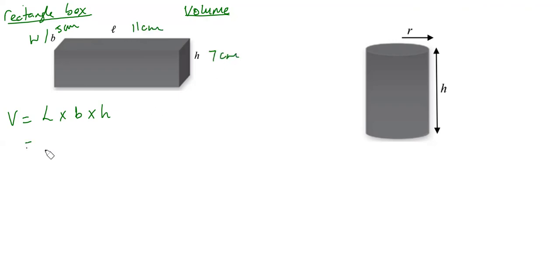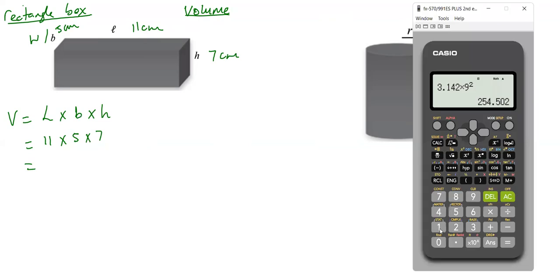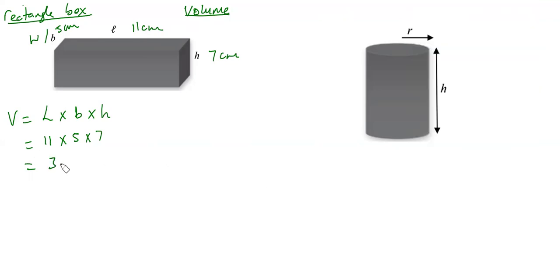What's going to be our volume? Our volume is going to be equal to, let's just start with the length, 11 times 5 times 7. And what do we get? 11 times 5 times 7, we get 385. So it is 385 centimeters cubed. Why cubed? Because it's volume.